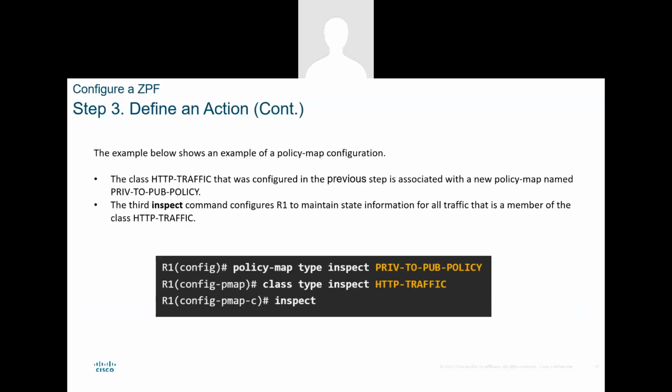Finally, the inspect. This configures the router to inspect the HTTP traffic class. So that means the router will perform stateful inspections, which track session states for TCP and UDP traffic. It returns traffic to the public zone. Return traffic to the public zone will be automatically allowed if it's part of that established session.